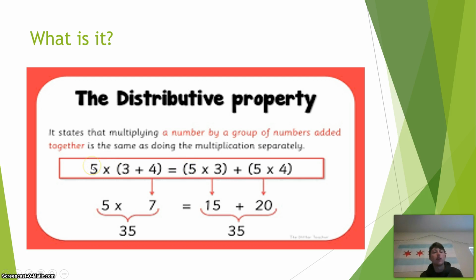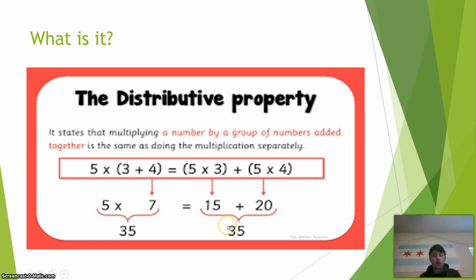What that looks like is we take this 5 and we break apart the 3 and 4. So 5 times 3, separate the 3 out, and then we add it, since this is addition, by 5 times 4. So we break this apart into 5 times 3 plus 5 times 4. So we get 5 times 3 is 15, and 5 times 4 is 20. And 15 plus 20 is 35. And so we end up with the same answer.